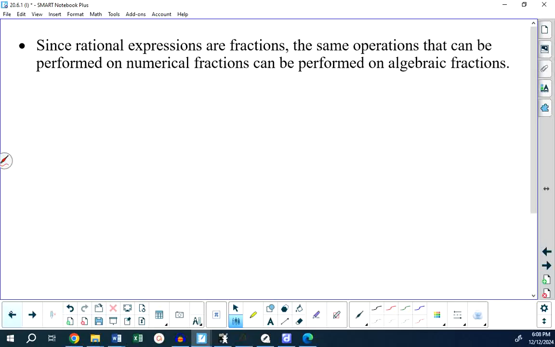Whatever you have learned about adding fractions on paper, not in your calculator, is the same set of rules and steps that you would follow when adding rational expressions. Whatever you do when you're dividing fractions, you do the same thing when you're dividing rational expressions. So all I'm saying here is any rules you learn about fractions and operating on them, you use those same rules when you operate on rational expressions.